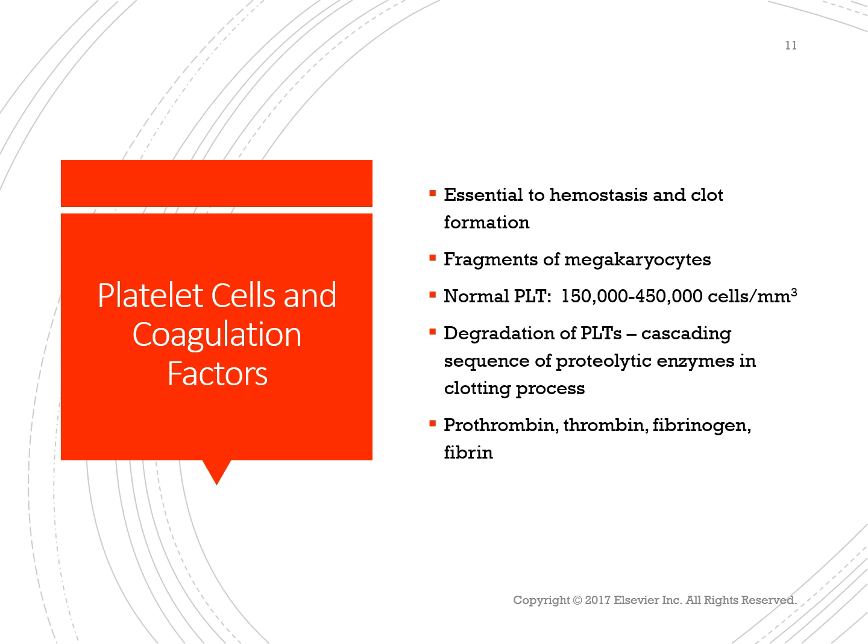Platelet counts and coag factors. These are essential to hemostasis and clot formation. They are fragments of megakaryocytes. Your normal platelet count should be between 150,000 to 450,000.